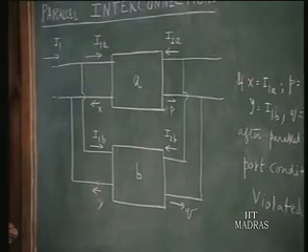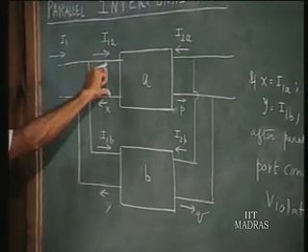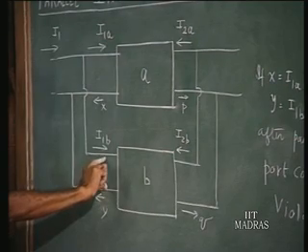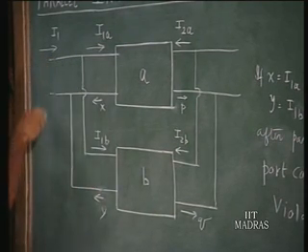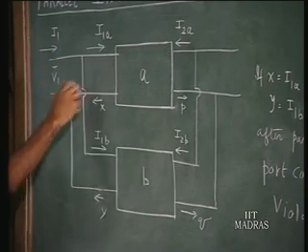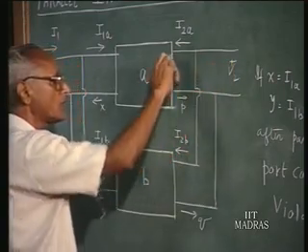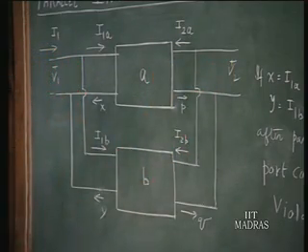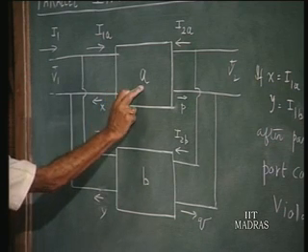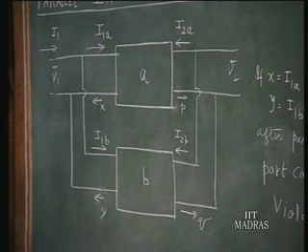Now, this is called a parallel interconnection because port 1 of network A and port 1 of network B are connected in parallel. The same voltage V1 appears across port 1 of A and port 1 of B. The same voltage V2 appears across port 2 of A and port 2 of B. So, this is called a parallel interconnection. Both ports are connected in parallel, and now it would be possible for us to find out the Y matrix of the overall configuration in terms of the Y matrix of the A network and the Y matrix of the B network, provided some conditions are satisfied.